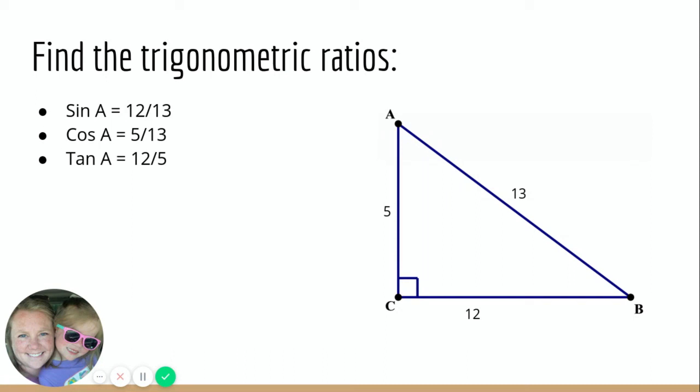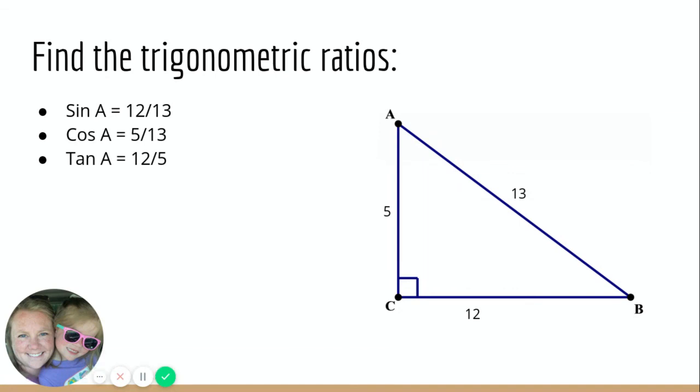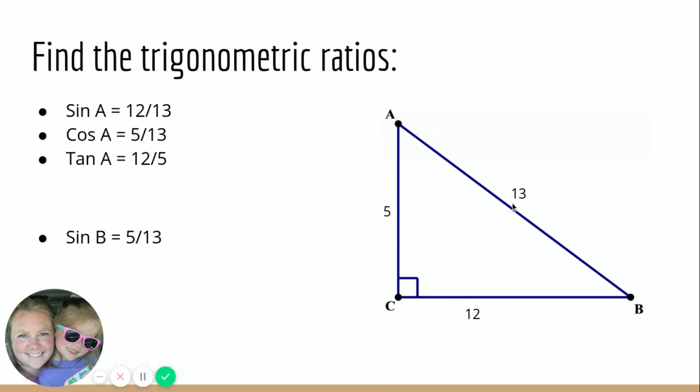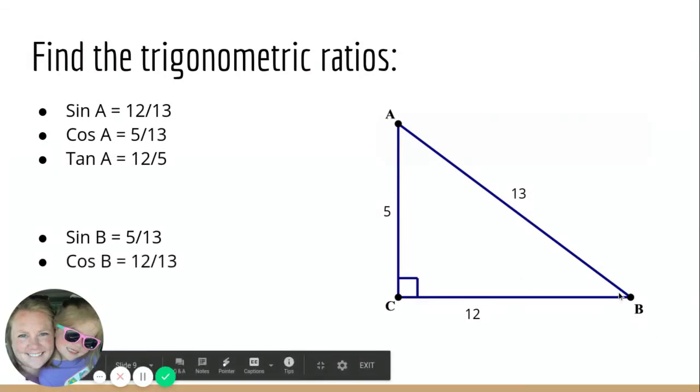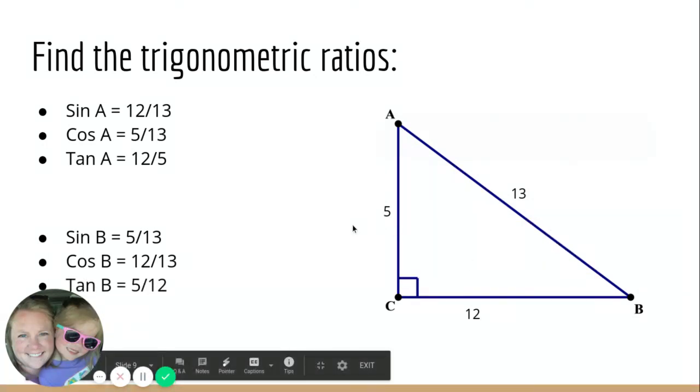Now I want you to pause the video and I want you to find sine B, cosine B, and tangent B, and then resume the video and make sure that you have gotten the correct answers. Sine B is opposite over hypotenuse, so 5 over 13. Cosine B is adjacent over hypotenuse, so 12 over 13. And tangent B is opposite over adjacent, so 5 over 12.